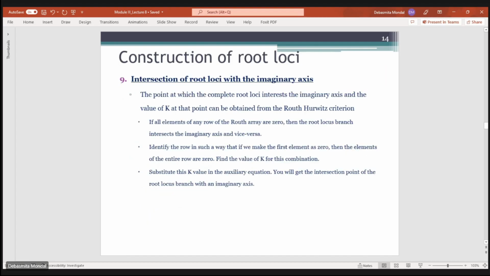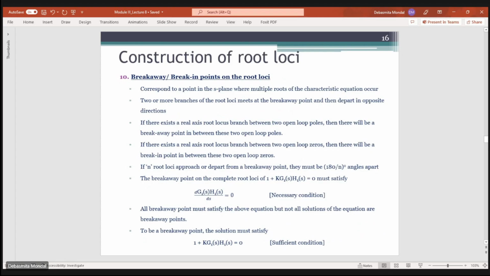Now what we need to do is find out these breakaway or breaking points. A breakaway point comes when the root locus starts from two poles and moves towards each other. Breaking points means that the root locus has started from somewhere else, and let's say you have two zeros on the real axis, and the root locus is breaking into the real axis and from there moving towards the two zeros that you have.